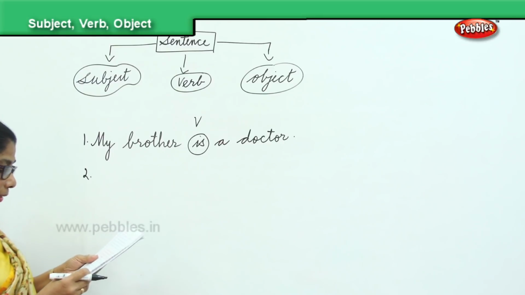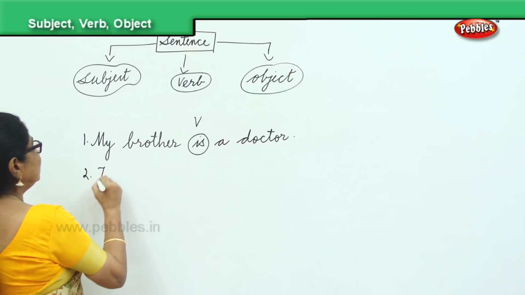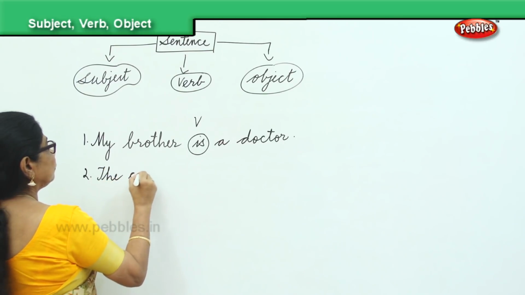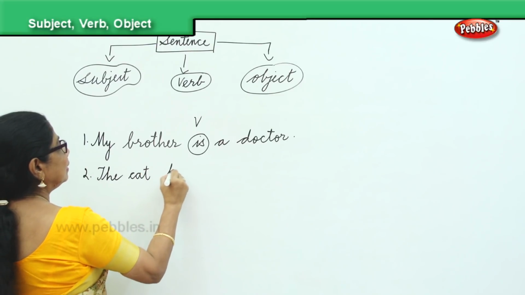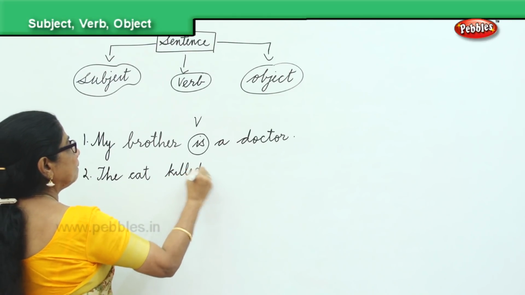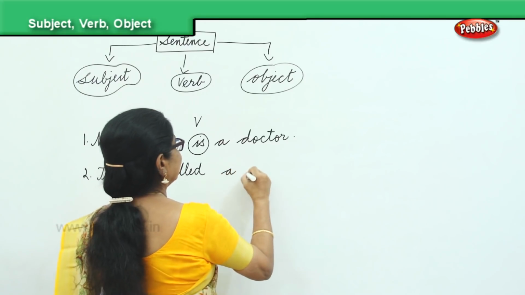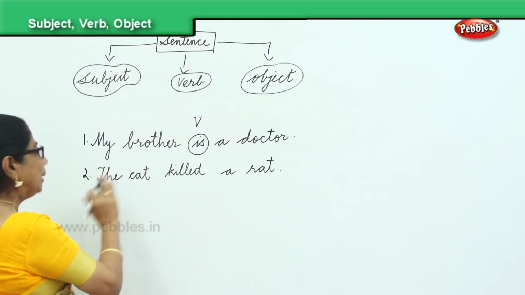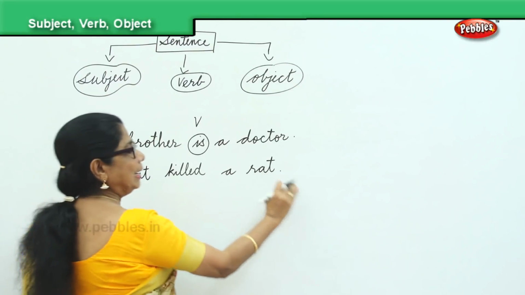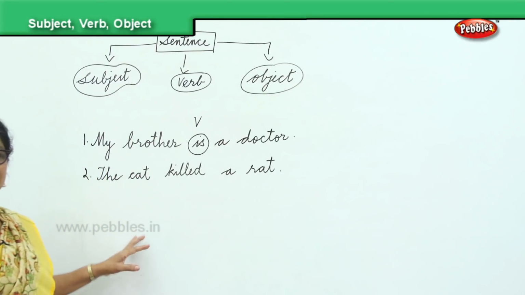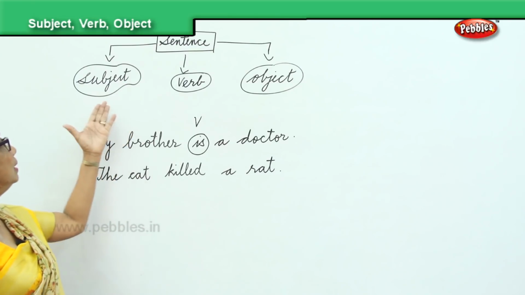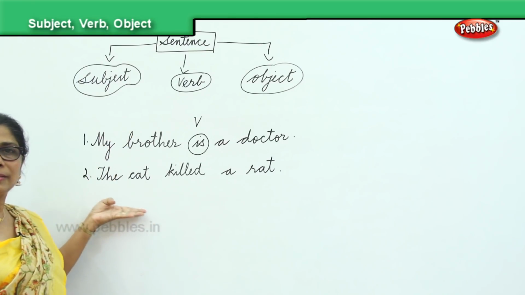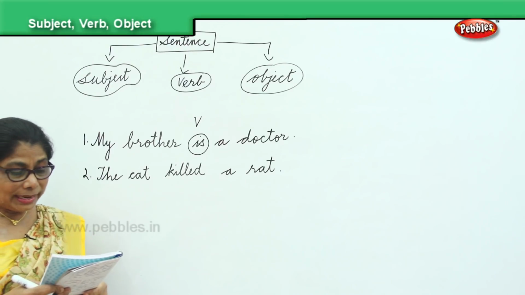Now just look at this. The cat killed a rat. Begins with the capital letter, ending with the full stop. We have a sentence here. Now, where is the subject here? The subject is the cat.